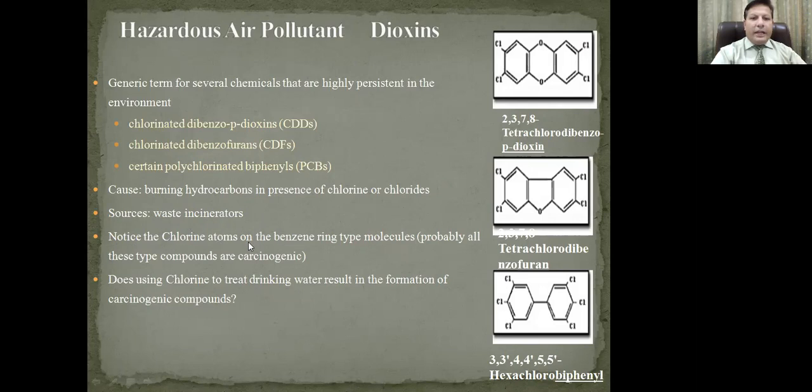Notice the chlorine atoms on the benzene ring type molecules. Probably all these types of compounds are carcinogenic. Does using chlorine to treat drinking water result in the formation of carcinogenic compounds? It is an assignment for you. You have to see this in your book. We have previously discussed in detail water treatment and chlorine's effects on health and its limitations. If you go to that topic, you will find more details.